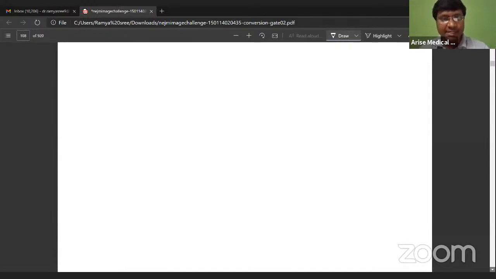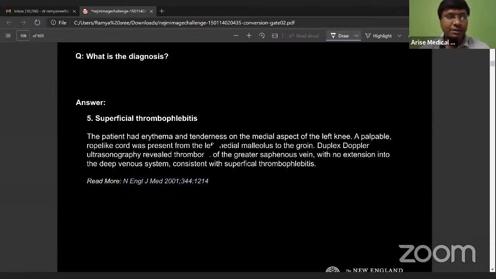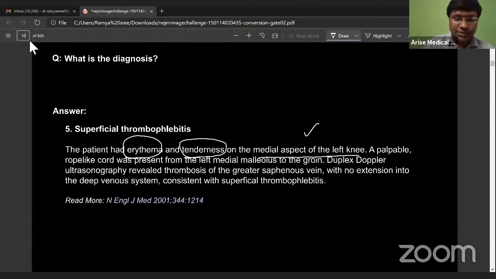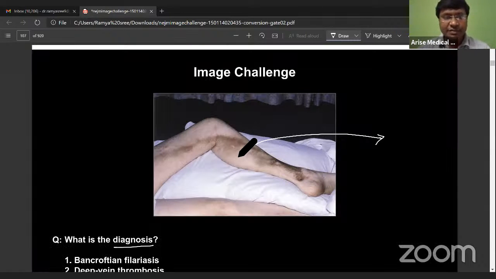Now, how will you make out that it is superficial thrombophlebitis? In case of superficial thrombophlebitis, you have the presence of erythema, right? That erythematous hyperpigmented area is tender and present on the medial aspect of the left knee. The same thing is given in the image as well. This is very much suggestive of superficial thrombophlebitis.